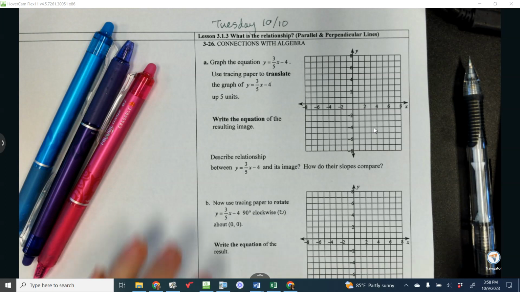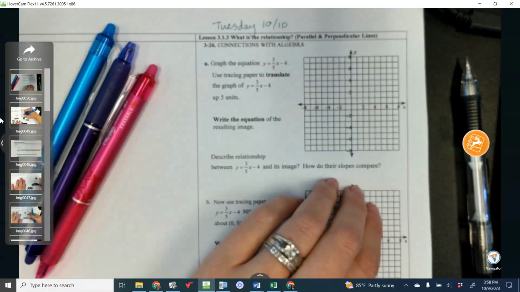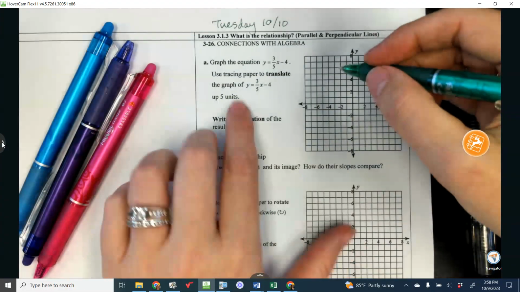Okay, so here we go. We're going to use this. We're going to start by graphing this equation. Start by graphing this equation.